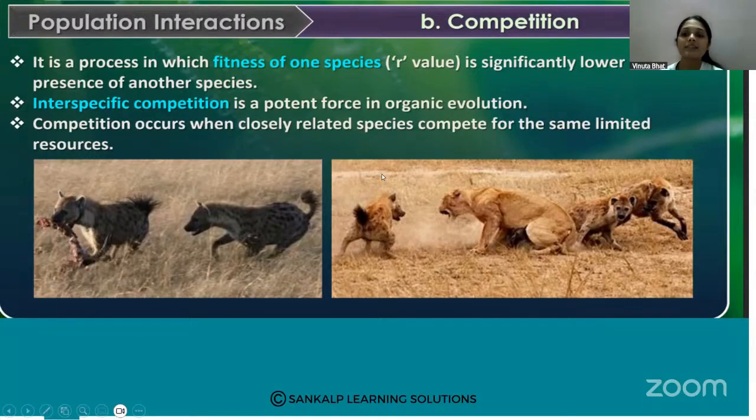So plants and animals compete for the resources. So which one is the fittest? The fittest one will survive in nature. Survival of the fittest: that is called the fitness of one species, that is the R value. We studied the R value in the last class, right?